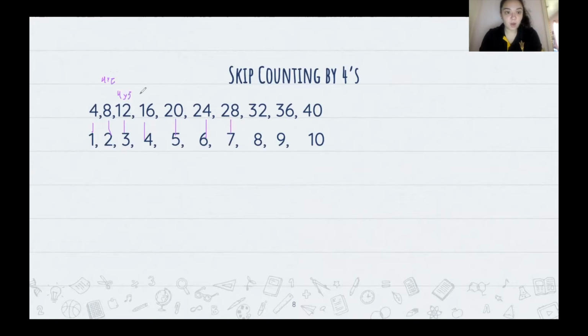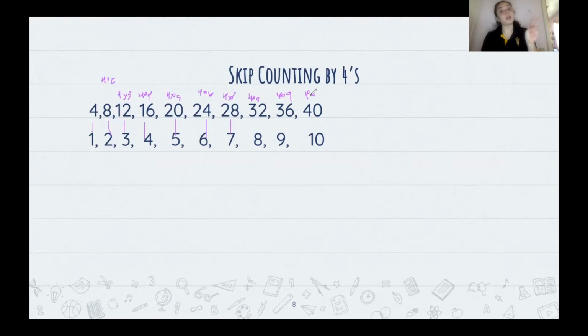So I'm going to write this out for all of them. 16, 4 times 4, because I skip counted by 4 four times. This one is 4 times 5, 4 times 6, 4 times 7. Again, because I am skip counting by 4 7 times until I hit 28. 4 times 8, 4 times 9, and 4 times 10.